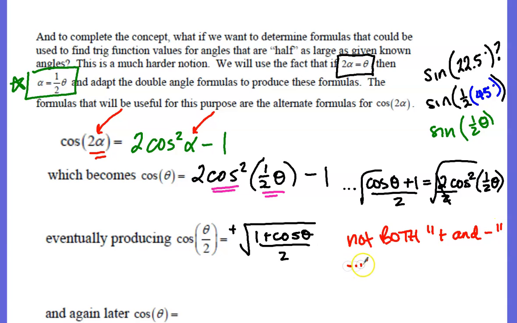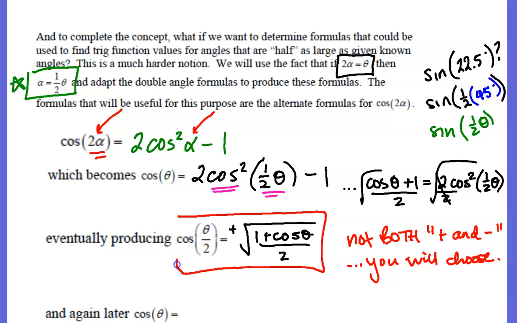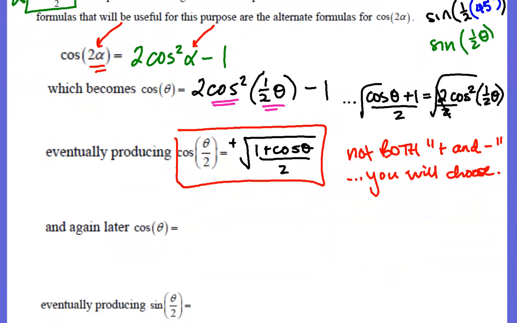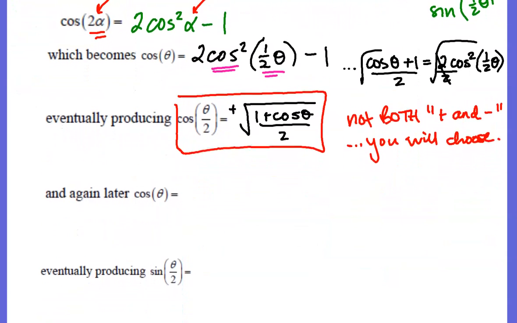You will choose which one it is, and I will talk about how we do that. Okay, so there is your cos half angle formula. Okay, let's do the same thing for sine.